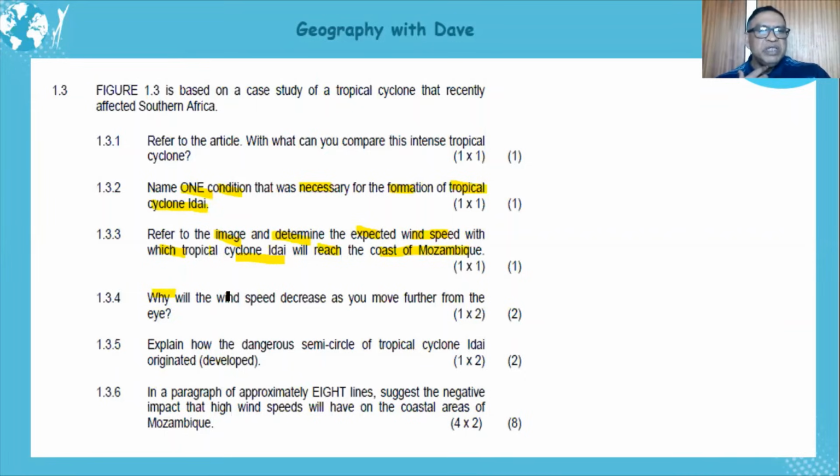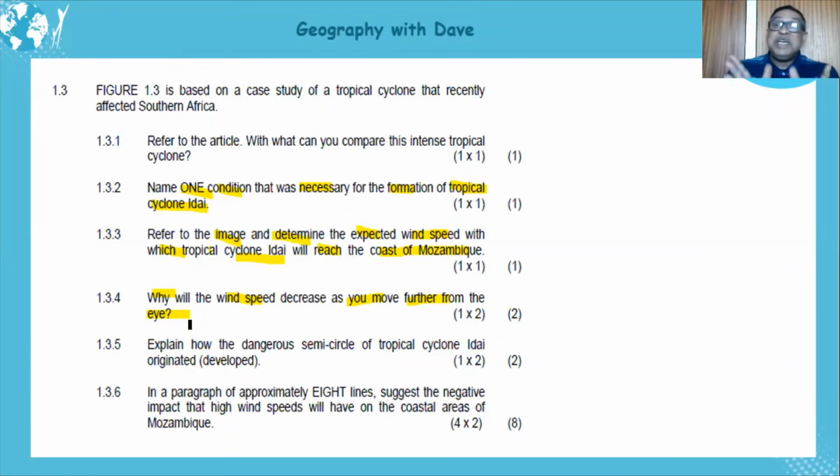Why will the wind speed decrease as you move further from the eye? Now this question, do I have to talk about the rising warm air, reducing the pressure on the top, displacing the cold air, and so on? Do I have to write all that? I heard somewhere they said this. No. We're sticking to curriculum issues.